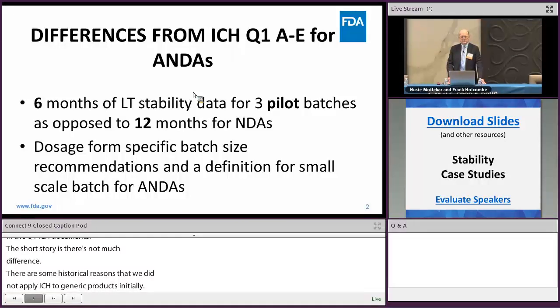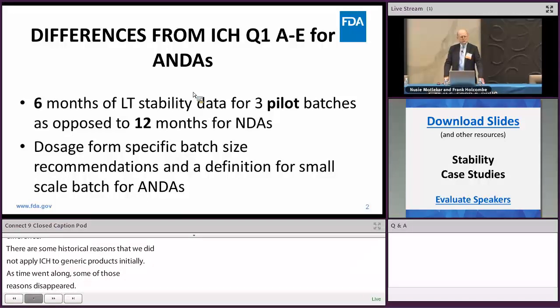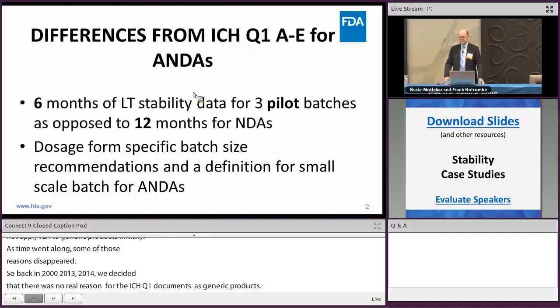So back in 2013, 2014, we decided that there was no real reason for the ICH Q1 documents not to apply to generic products. There were a few things that we felt we could keep for generics, simply because of business models and some practices that had developed over the years.